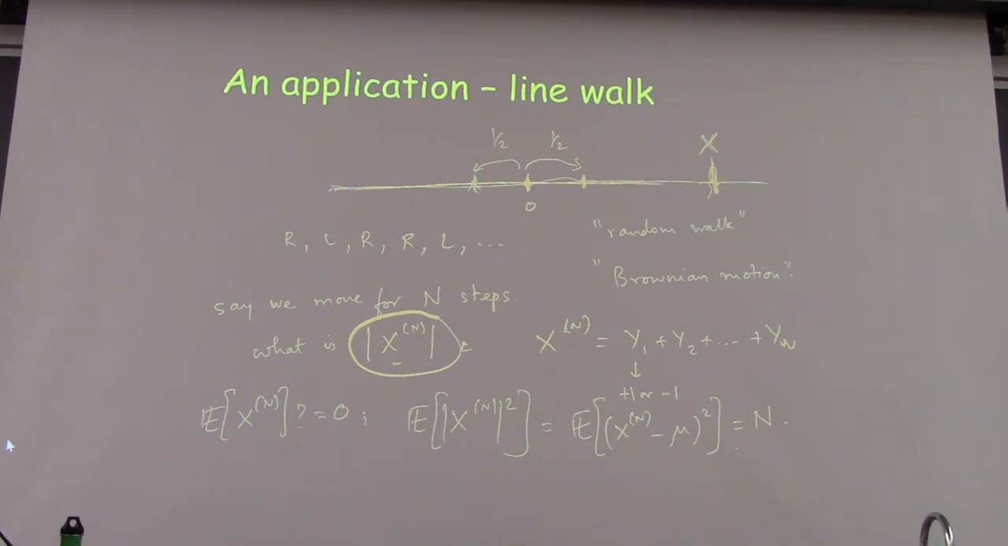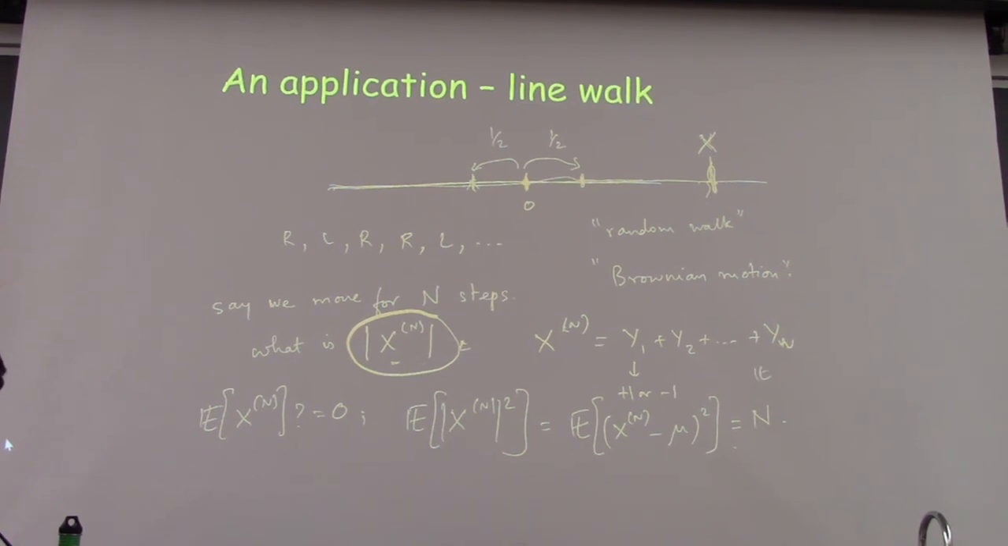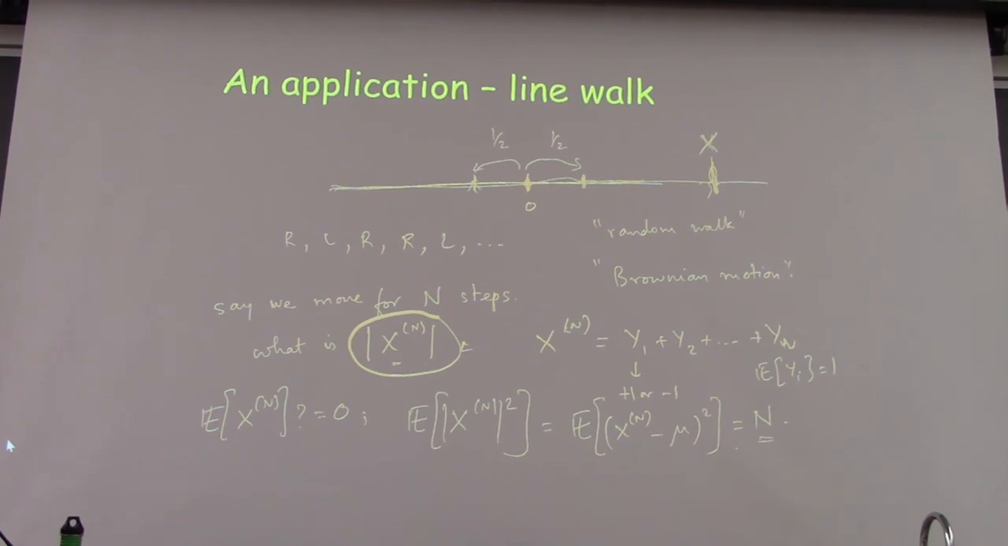So yeah, that's because E of yi is 1. So this will be n. So typically you expect it to be something like square root n away. Okay, so that's what this thing tells you.